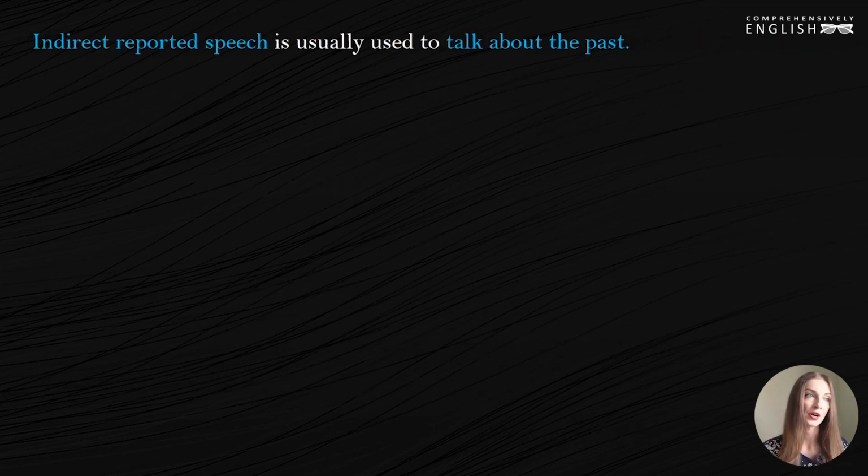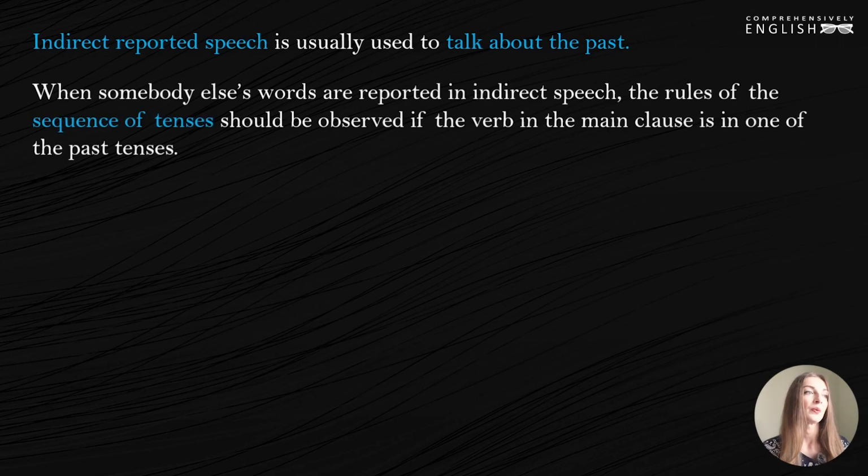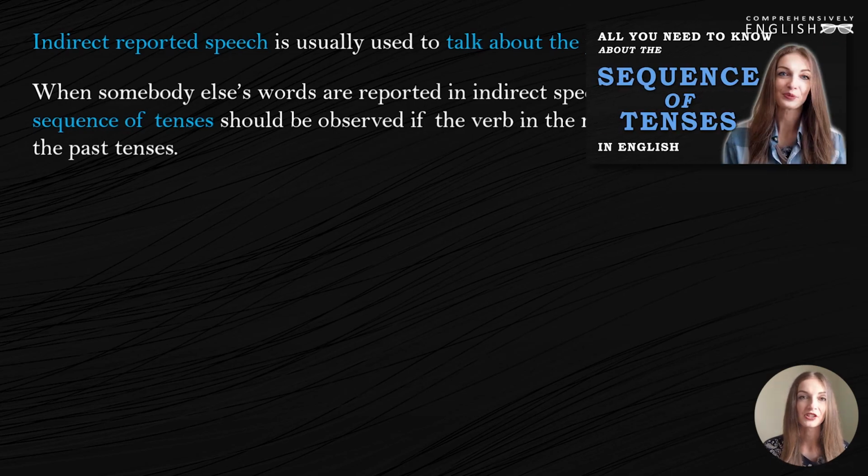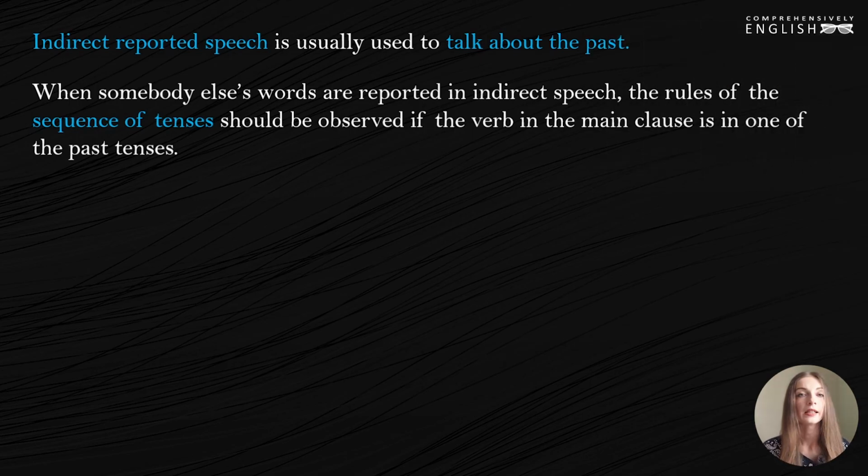Now, indirect reported speech is usually used to talk about the past. That's why we need to follow the rule of the sequence of tenses. When somebody else's words are reported in indirect speech, the rules of the sequence of tenses should be observed if the verb in the main clause is in one of the past tenses. Again, I will remind you that I have already recorded a video on the sequence of tenses, and you can follow the link to that video in the description below. Let's look at some examples now. I don't like this soup.